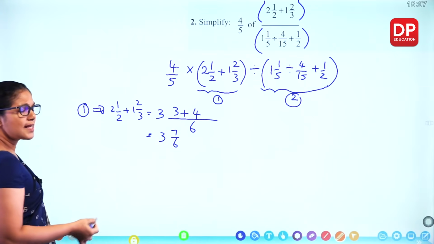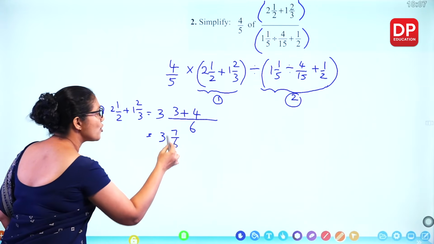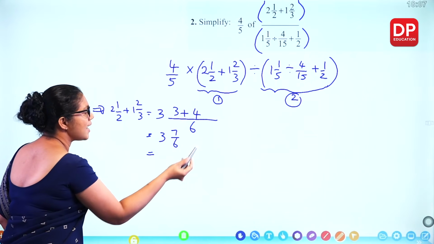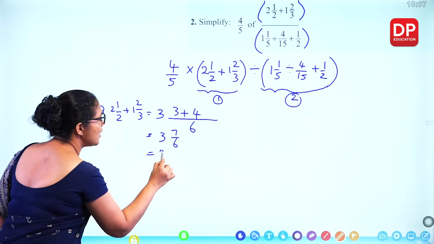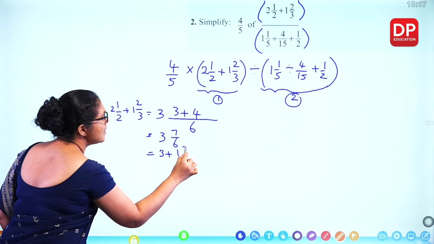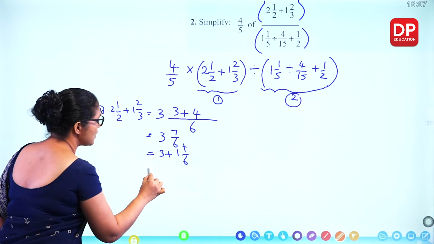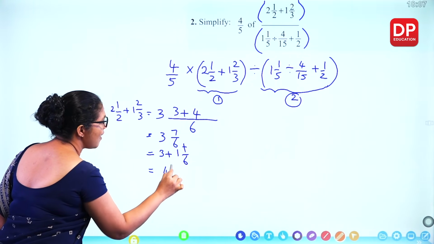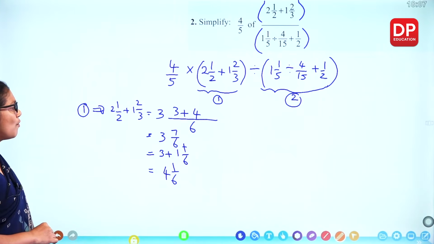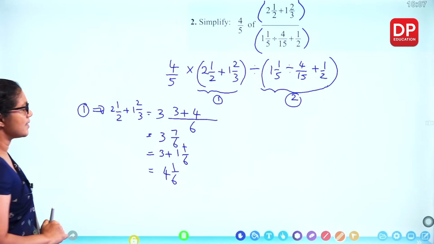Here we can see this is an improper fraction. So you can rewrite this as 1 part and 1 over 6. So again you can see that this is 1 and 1 over 6. So what's the total parts? You can write 4 and 1 over 6. 3 plus 1 becomes 4. So that's the first bracket.